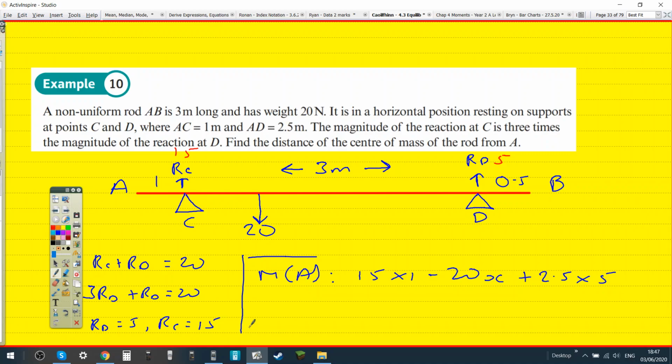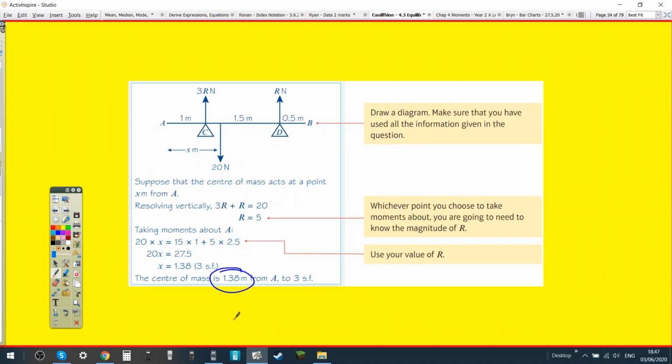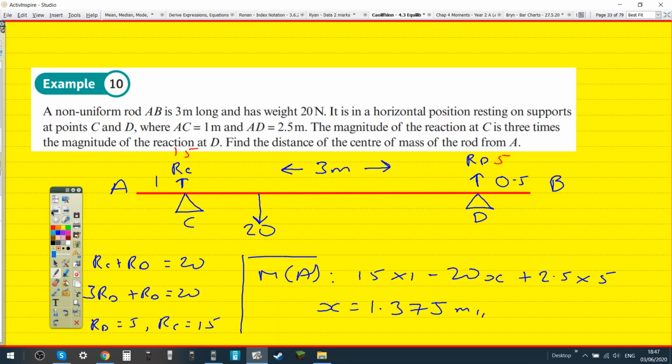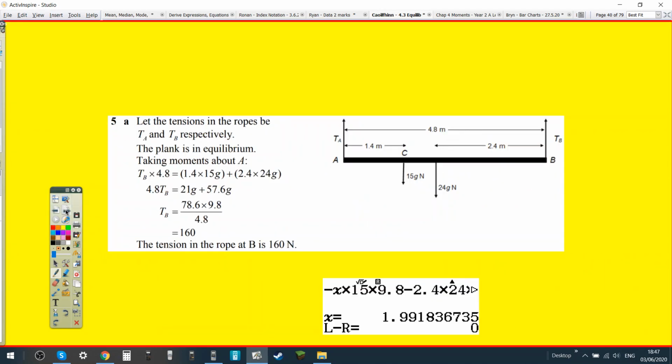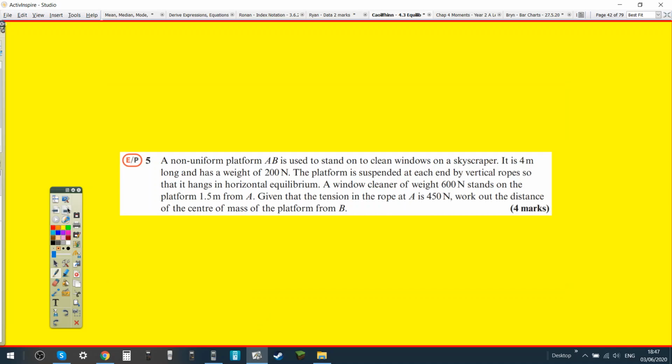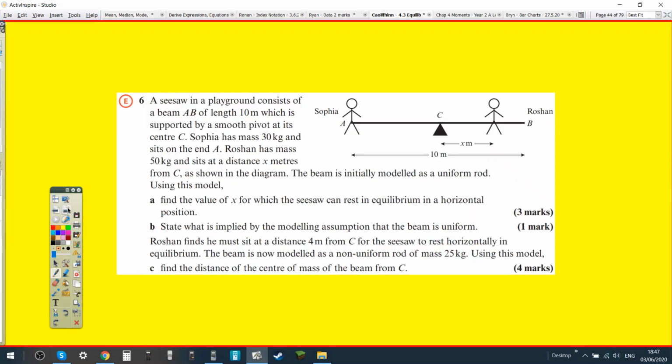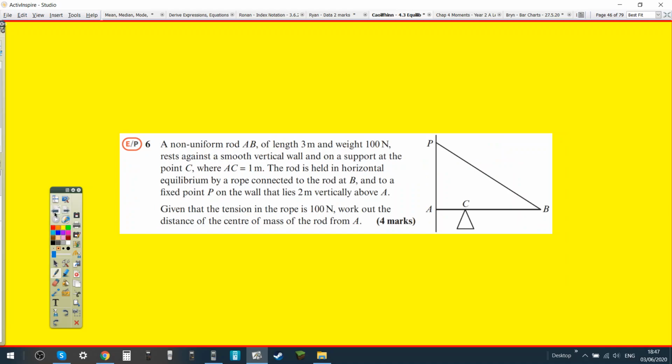And then solve. And I get X equals 1.375. So 1 3/8, I think. The centre of mass to A is 1.375 meters. Yep, 1.38. Grand. Any questions there? No. Smashing that. Let's see. I can't be having you feeling too good. Let's see. Yeah, let's do it.